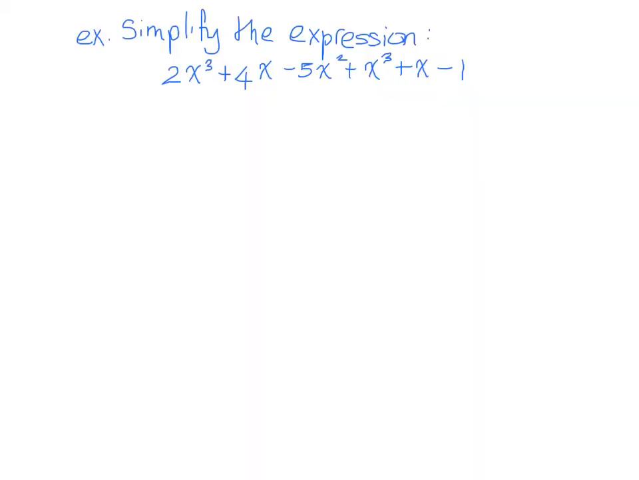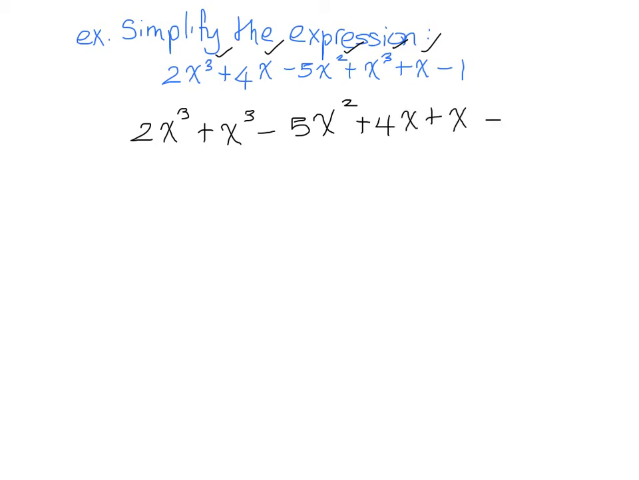Okay, so to simplify this expression, the first thing that we need to do is write it in order of decreasing degree. So we need our highest degree first, and then it should gradually go down and down. The highest degree is 3, so we can write 2x to the third plus x to the third. The next highest degree is 2, so we can put that term down, 5x squared, followed by x to the 1, so plus 4x plus x. And finally minus 1 with a degree of 0 because there is no x.